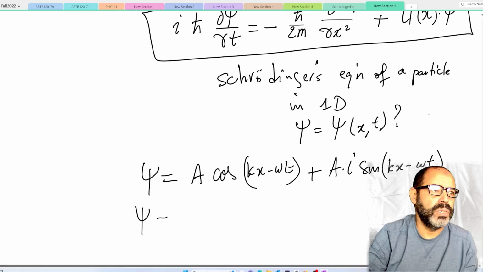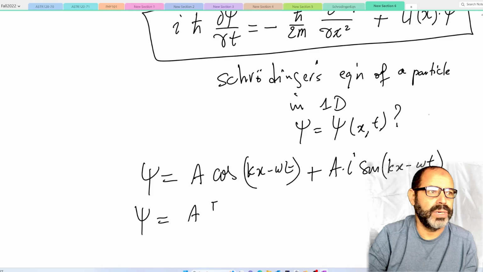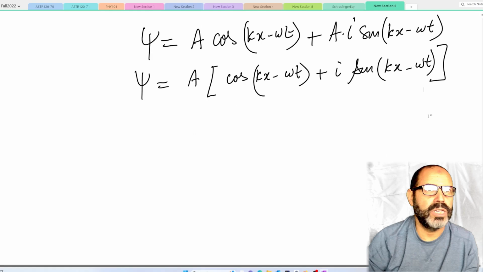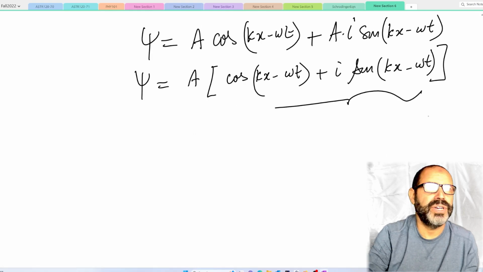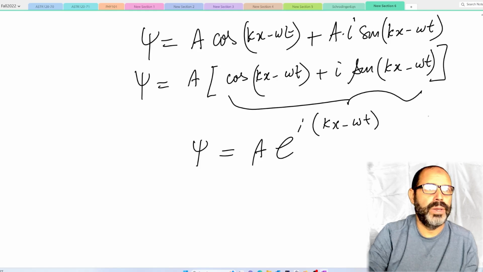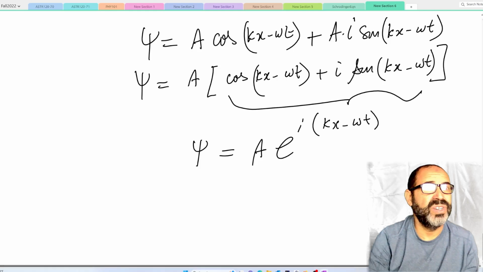Now if I pull an A out, of course it has the i in it, so it must be a complex number, but there is another form for it that we can write in here, which is a little bit more convenient. Cosine of kx minus omega t plus i sine of kx minus omega t, and according to Euler's expression, this is nothing but the exponential of the argument of the trig functions. This is the exponential of i times kx minus omega t, times the A, and this is the wave function.